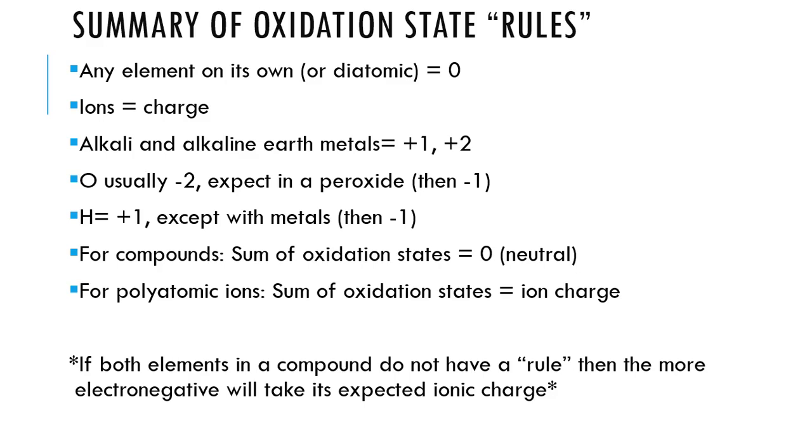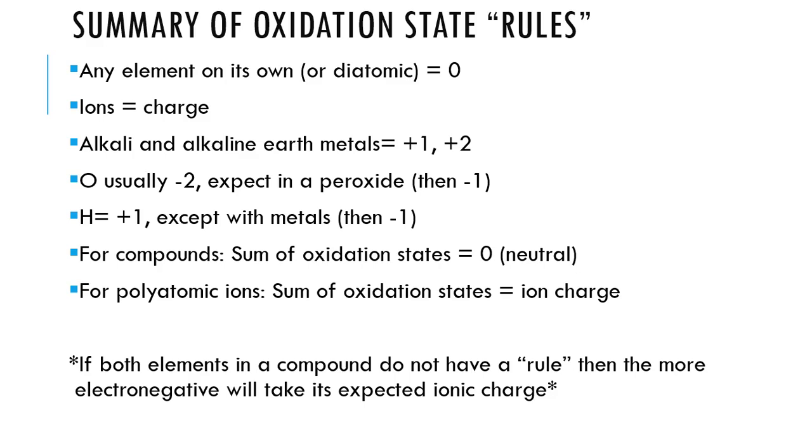So alkali and alkaline earth metals will be +1 and +2 respectively. Oxygen is almost always -2, except if it's in a peroxide compound, in which case it's -1. Hydrogen is almost always +1, except when it's in a metal hydride, in which case it is -1. For compounds, the sum of all the oxidation states of all the atoms in the compound will sum to 0, because by definition compounds are neutral. For polyatomic ions, the sum of the oxidation states will equal the charge on that polyatomic ion.